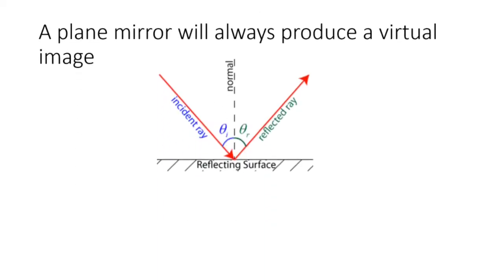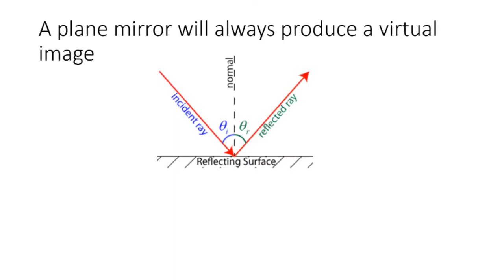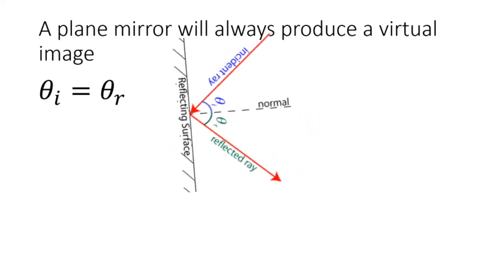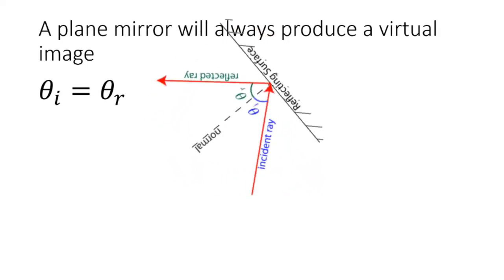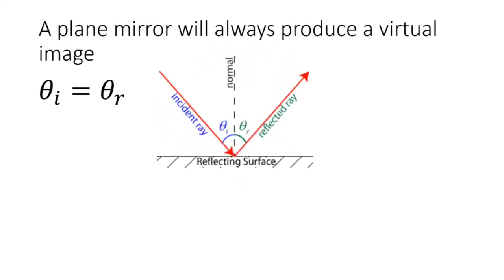Have a quick review of mirrors and lenses. A plane mirror will always produce a virtual image. As you can see here, the angle of incidence is equal to the angle of reflection. These angles are taken at the normal, and no matter where the reflecting surface is, the normal will be 90 degrees to that reflecting surface.